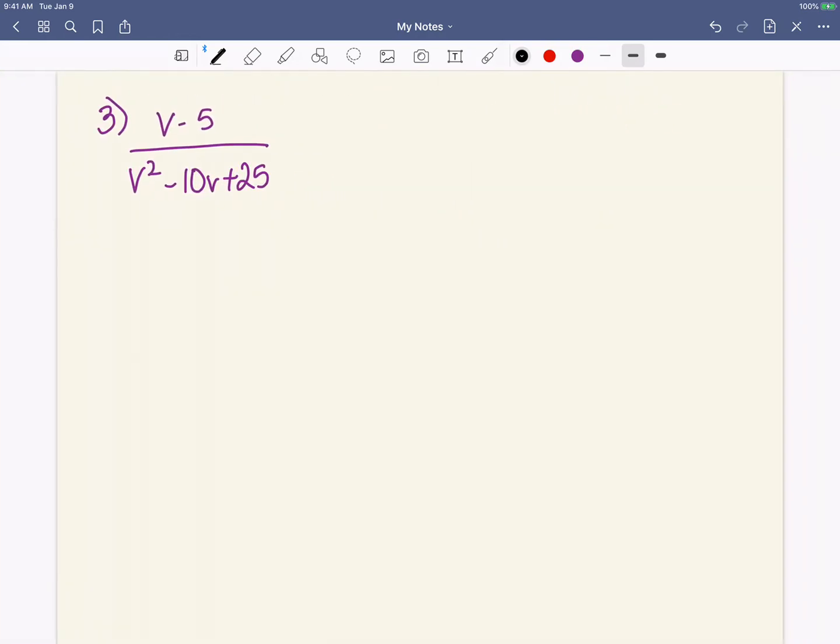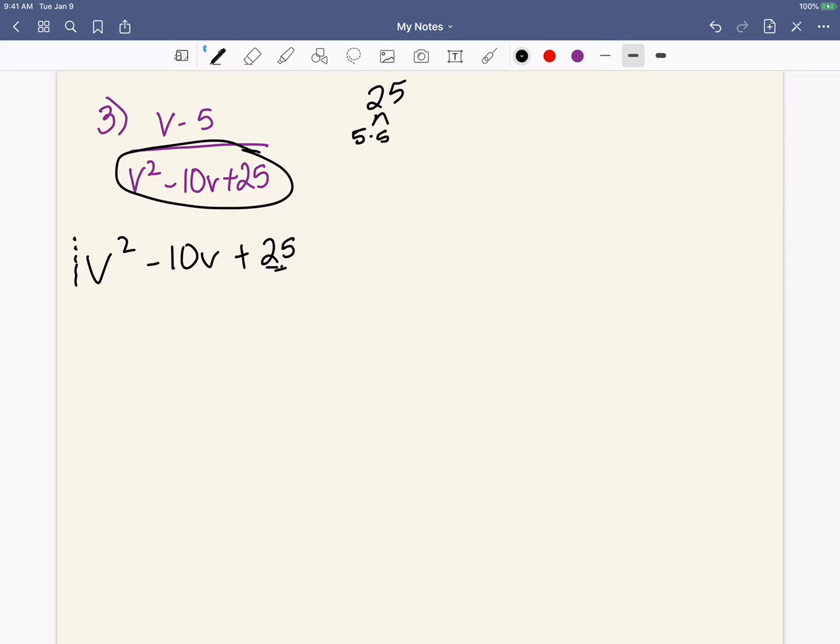Now for this last one, what I need to do is factor this denominator, right? If I'm not factoring the denominator, I don't actually know if there's anything I can cancel out. So I'm going to do my v squared minus 10v plus 25. And you can factor however is easiest for you. I do it the old-fashioned way. Take the leading coefficient, which in this case is 1, multiply it by the last, which is 25. I take all my factors of 25, figure out what combines to that middle number, right? And I always bring down my signs.